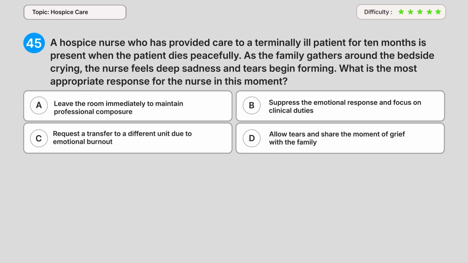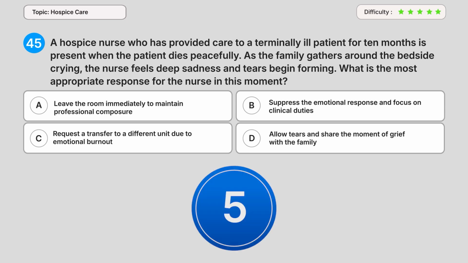A. Leave the room immediately to maintain professional composure. B. Suppress the emotional response and focus on clinical duties. C. Request a transfer to a different unit due to emotional burnout. D. Allow tears and share the moment of grief with the family. What do you think is the answer?